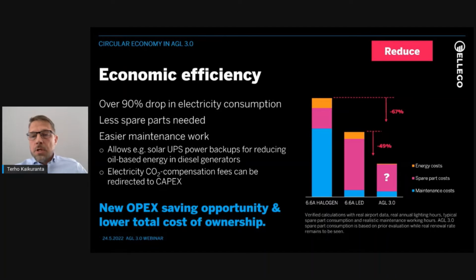But this graph shows this kind of evaluation we have been using in the AGL 3.0, but we also need to note that now we have this field experience from real airports. So as told, we don't have broken LED lamps so far. So it means that this real spare part consumption is something we have not yet seen. So this question mark kind of illustrates that this is something that might or will be better understood as the time goes by. But so far, no broken LED lamps.